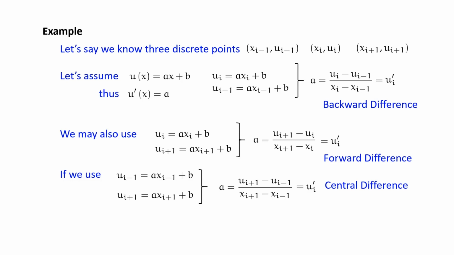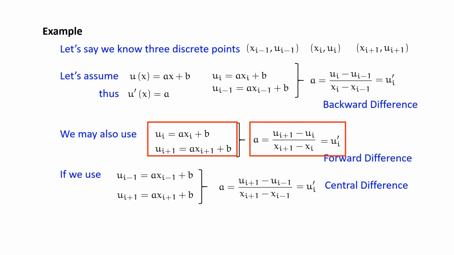Similarly, if we fit a straight line between u_i and u_{i+1}, then u_i becomes a x_i plus b, and u_{i+1} becomes a x_{i+1} plus b. If we solve these two equations and find a, we have a equals (u_{i+1} minus u_i) divided by (x_{i+1} minus x_i), which is exactly equal to the forward difference expression of the numerical derivative.